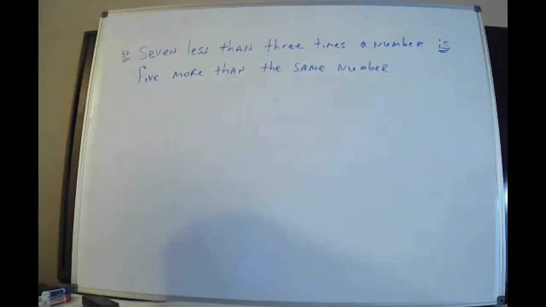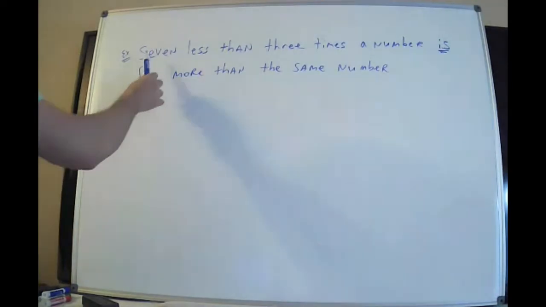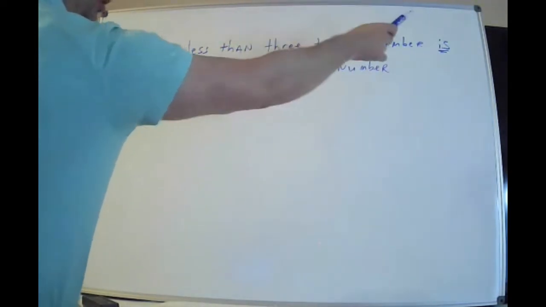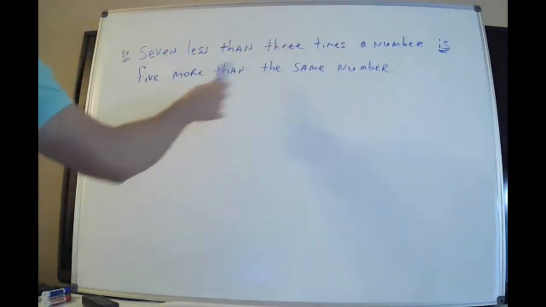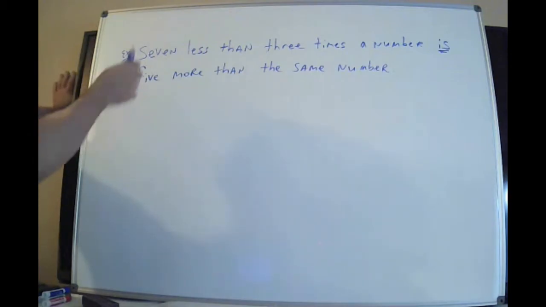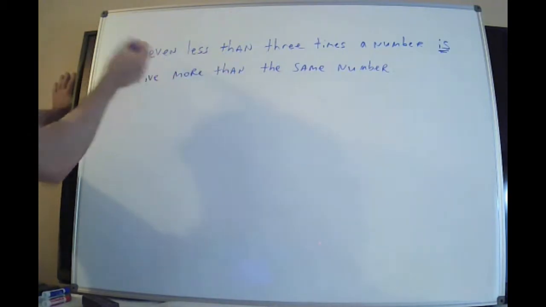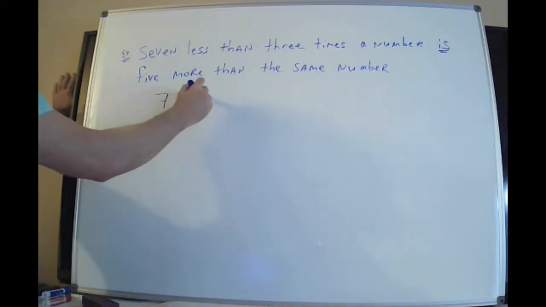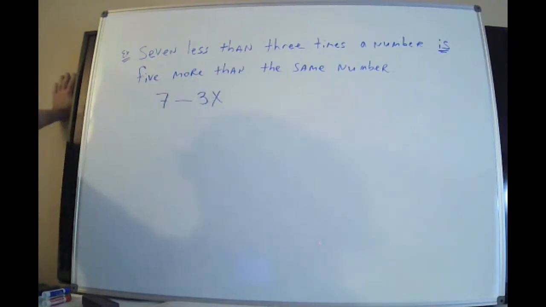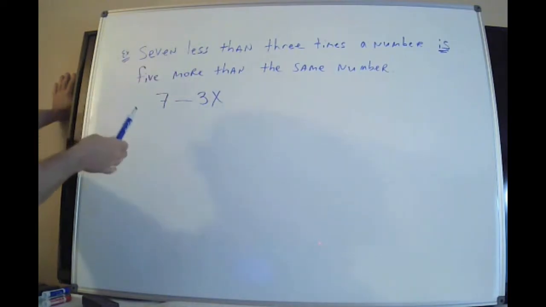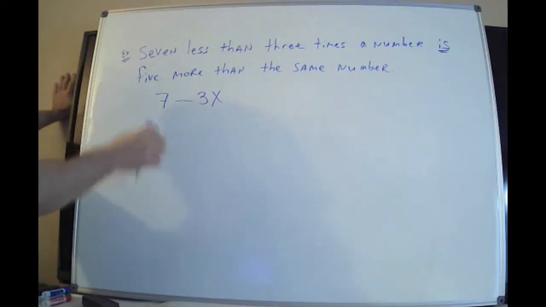Here we go. The third example, you have 7 less than 3 times a number is equal to 5 more than the same number. And you're just like, what? Okay, so most people, when they do this, they write this literally. They go 7 less than 3 times a number. And the problem is that if you try to do it like that, you're going to get it backwards, which is exactly what I did. I didn't do this correct.